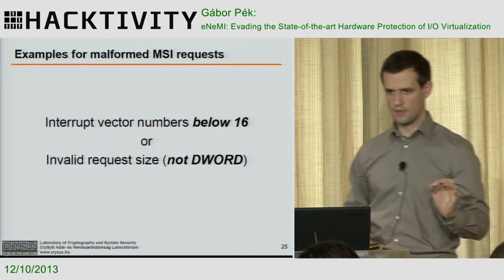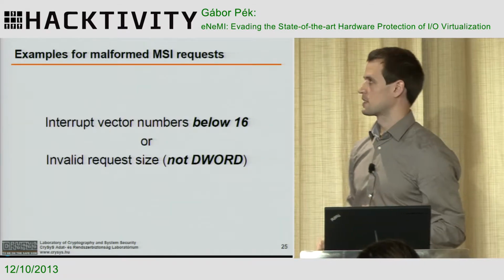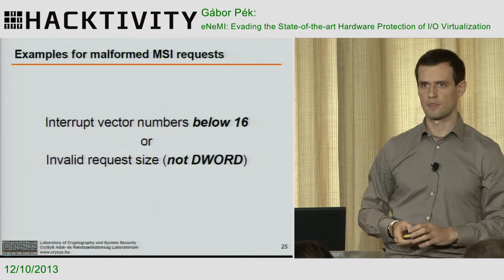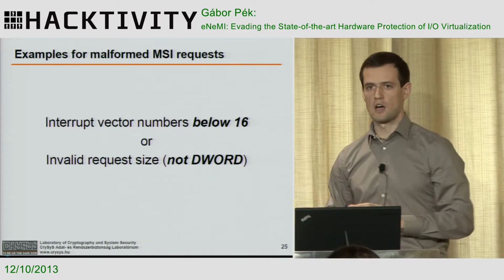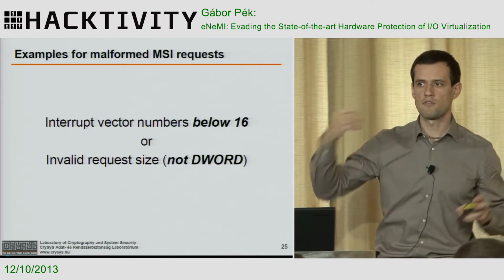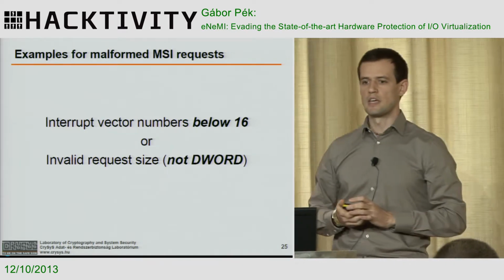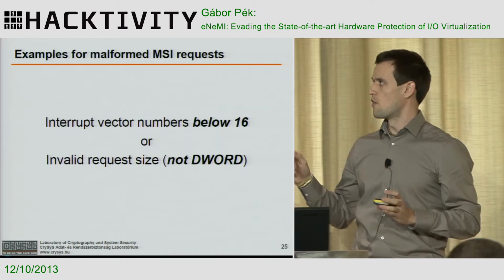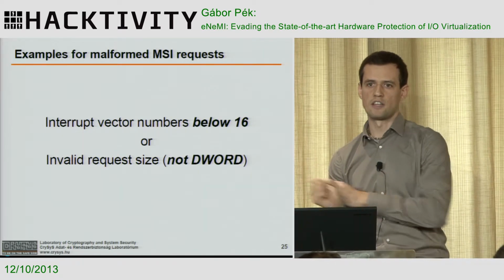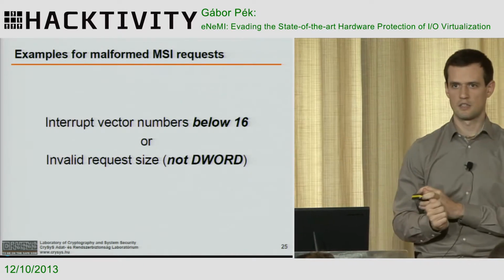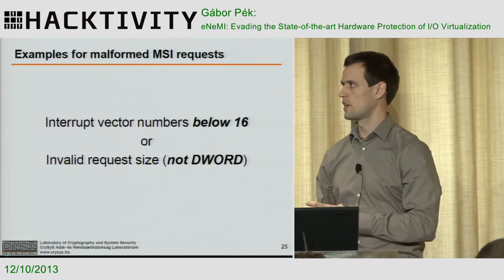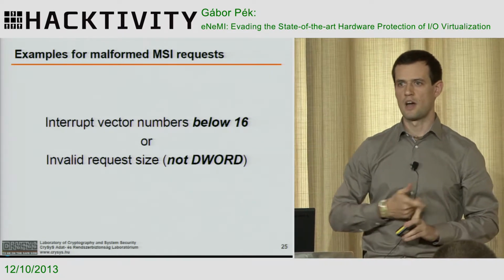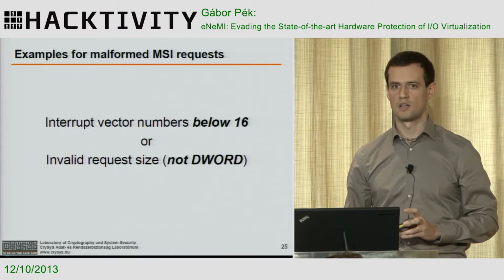All right. Examples of malformed MSI requests. I saw that I can create really weird behavior on the hardware if either of two conditions is met. First, if I specify an interrupt vector that is below 16, I can create an anomaly. Or if I change the size of the MSI request, I can create an anomaly as well.